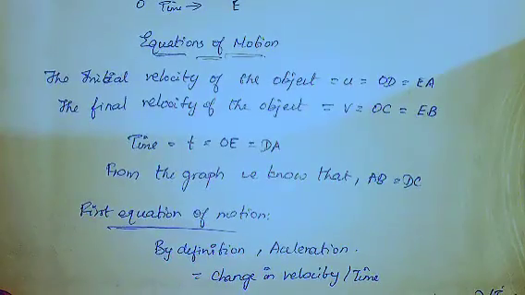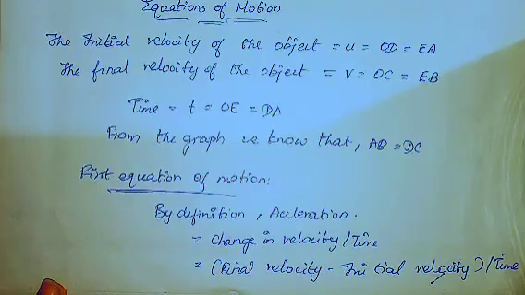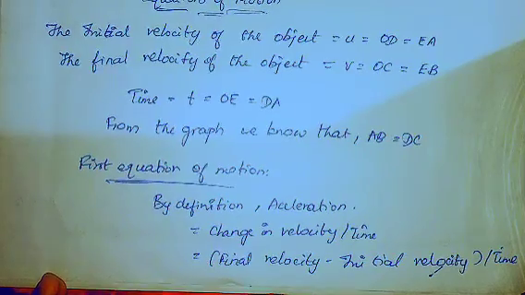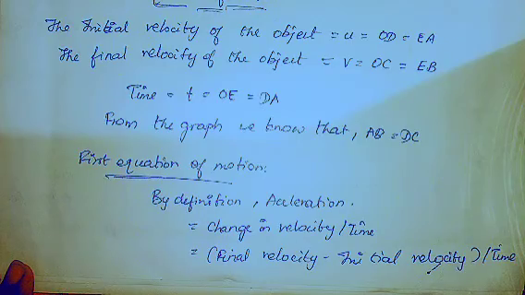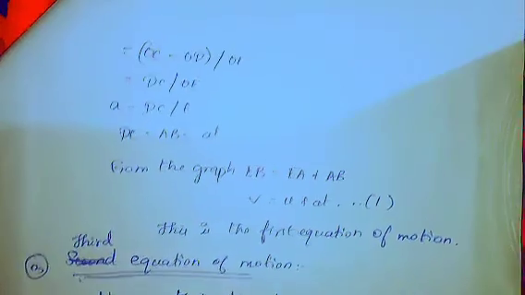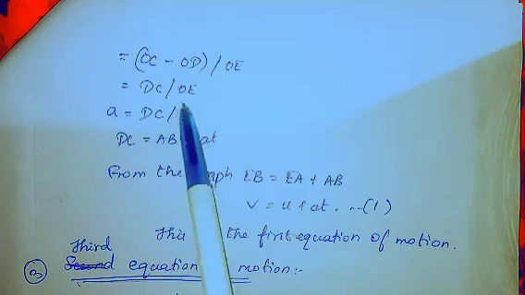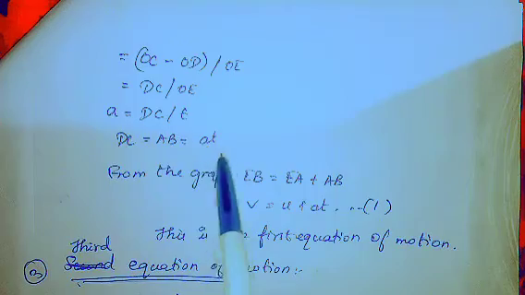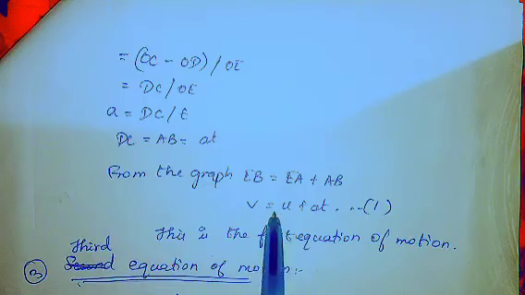First equation of motion. By definition, acceleration equals change in velocity by time, equal to final velocity minus initial velocity by time. This is a step to find the answer. OC minus OD by OE equal to DC by OE, so a equal to DC by t, and DC equal to AB equal to at. From the graph, EB equal to EA plus AB, so v equal to u plus at.